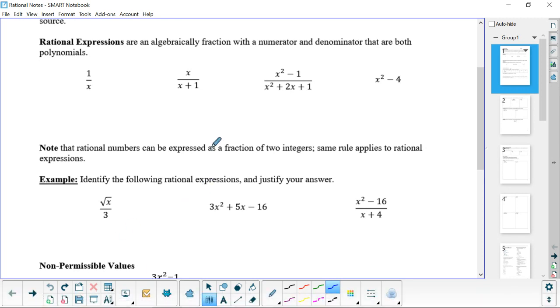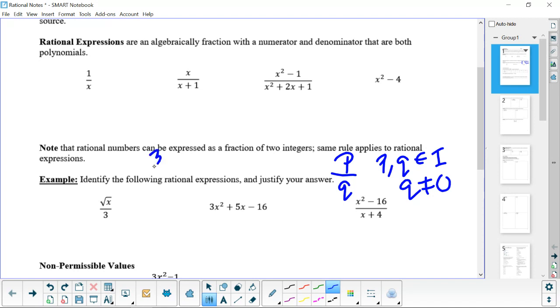Rational numbers can be expressed as a fraction of 2 integers. I'm going to write a general form for rational numbers. Rational numbers can be written as the fraction p over q, where p and q belong to integers and q is not equal to 0. Let's see a few examples that represent this expression.